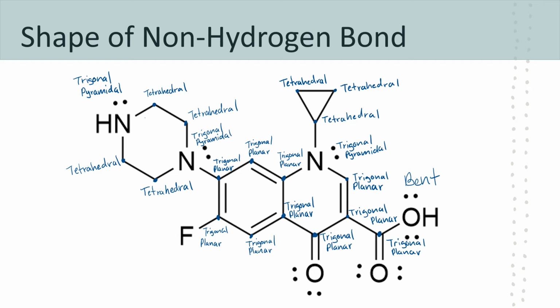Shapes in ciprofloxacin. We can observe it has trigonal pyramidal shape right here at the amine groups due to the lone pair. We can observe here tetrahedral shapes at the carbons because they are sp3 carbons, and it's trigonal planar at the sp2 carbons because of the pi bond. We can observe more trigonal planar at the sp2 carbons. Here at this oxygen, this is bent because it has two lone pairs and it's connected to a carbon and a hydrogen. And we observe more tetrahedral at these sp3 carbons in the cyclopropane.